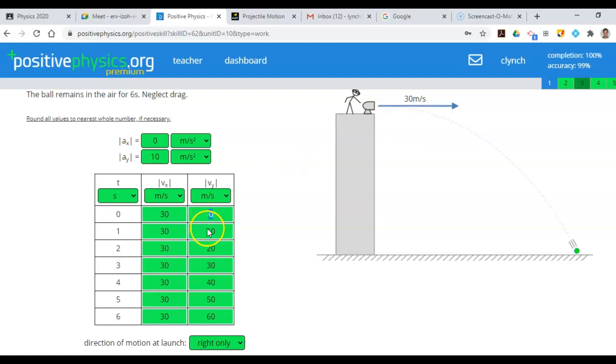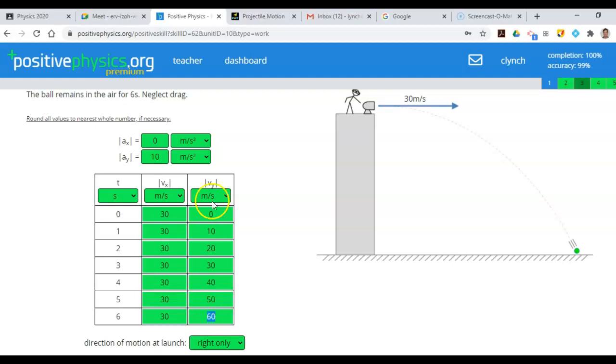What is that downward speed going to be? 10 meters per second. After 2 seconds of time in the air, what is the downward speed going to be? 20 meters per second. After 3 seconds, 30 meters per second. After 4 seconds, 40 meters per second. After 5 seconds, 50 meters per second. After 6 seconds, 60 meters per second. And that's all due to gravity.